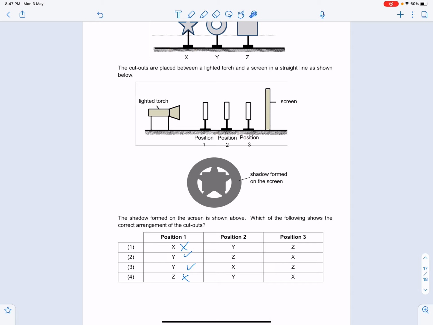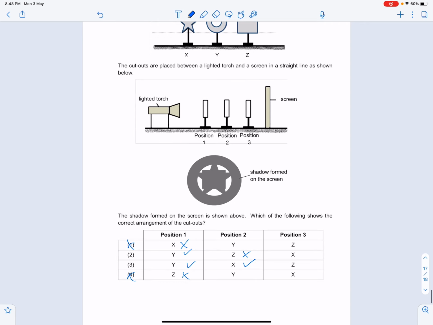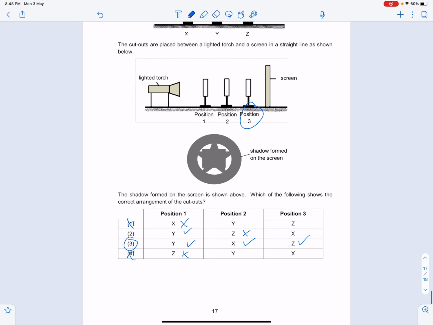So therefore, looking at just options 2 and 3, I know that option 2 cannot be the case. So your Z is the smallest, so it should be right at the back at position 3. So yep, there you go. So option number 3. So once again, this is testing you on the position of your object and the size that it will form on the screen.